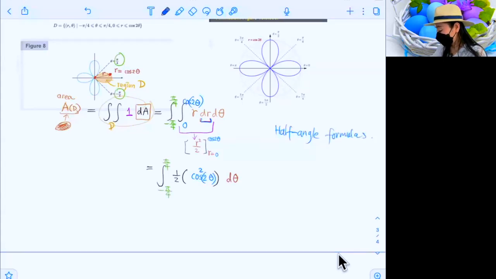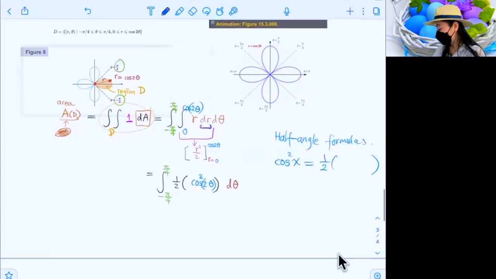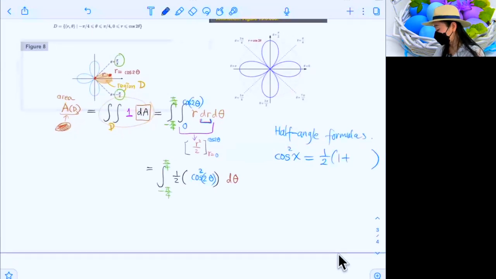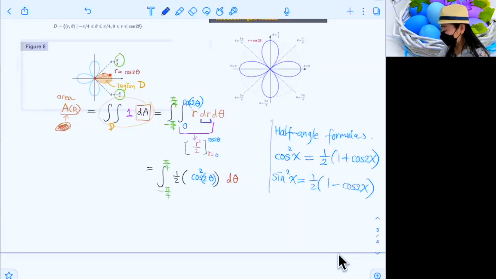With cosine squared of x, that's equal to what? 1/2 of 1 plus cosine of what? 2x. Yes, good. If it's sine squared of x, that is 1/2 of what? 1 minus. Good job. Remember, that was the half angle formula, right? I think we used it again and again in 110B, calculus 2.